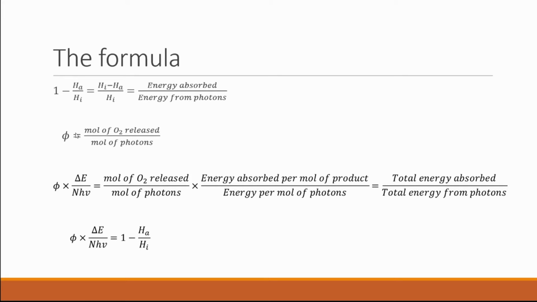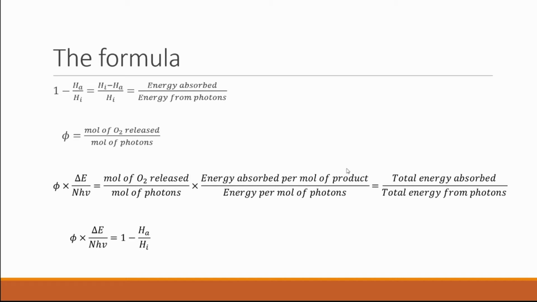Now consider multiplying phi with delta E divided by NHV. What is delta E? Delta E is directly copied from here, as you can see my mouse there. So delta E refers to this sentence over here, energy absorbed per mole of product. If you're a chemistry student, you know that every reaction is either endothermic or exothermic, and that will have a certain energy value to it. So sometimes this reaction is like 20 kilojoules per mole or 10 kilojoules per mole. So that's the value of delta E in this case. It's the amount of energy absorbed, and that's because photosynthesis is an endothermic process. So it absorbs energy.